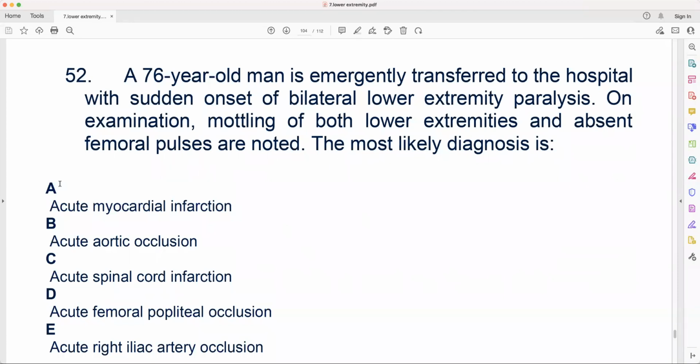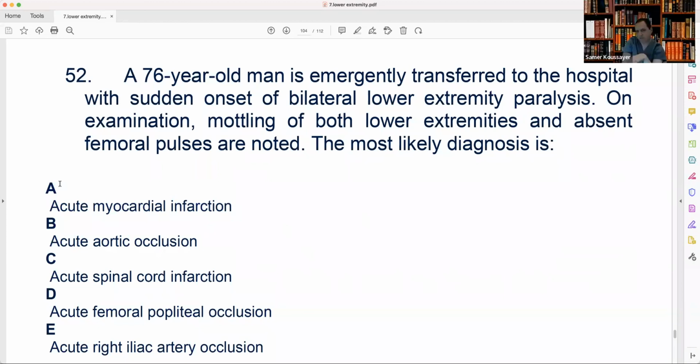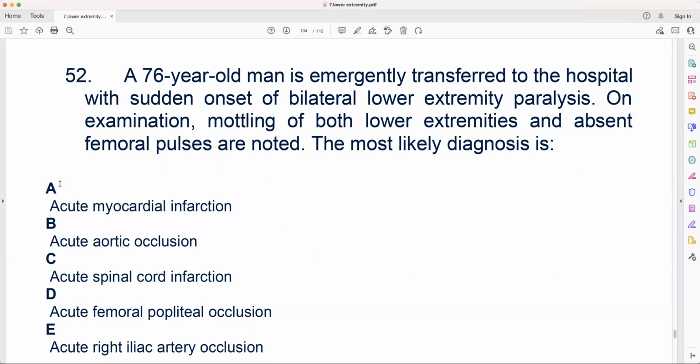Okay. So something happened suddenly, and we lost both legs. So we're talking both legs, which means it's at the level of the aorta. Acute MI is not the answer. B, acute aortic occlusion. Yes, most likely.